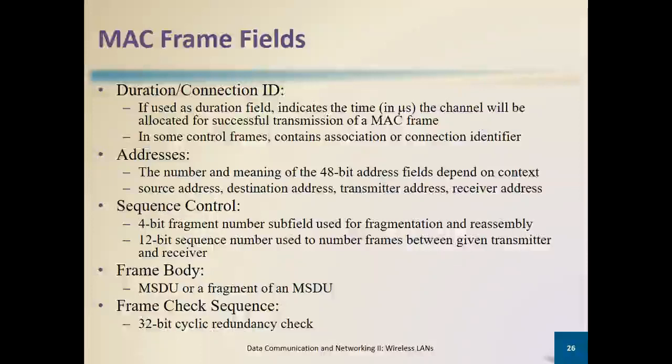Now, sequence control has a 4-bit fragment number, which is a subfield used for fragmentation and reassembling. So this is where the reassembling is done. There is also a 12-bit sequence number used to number frames between given transmitters and receivers. The frame body is where you have your MSDU or fragments of a given MSDU. The frame check sequence contains 32 bits, which handle your cyclic redundancy check.